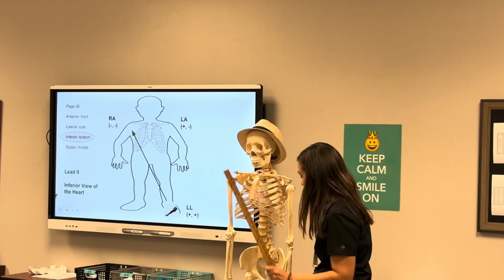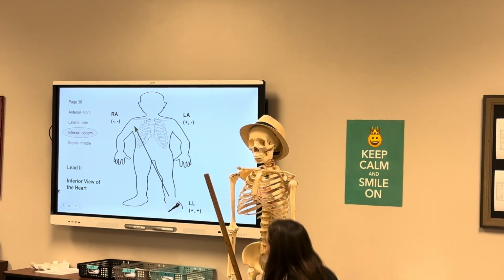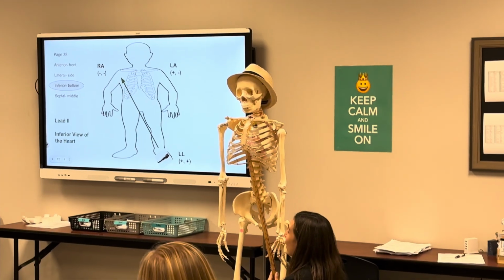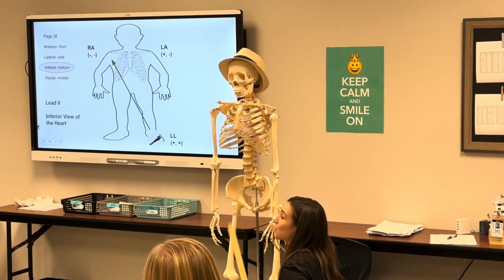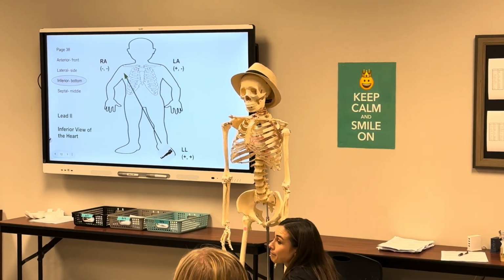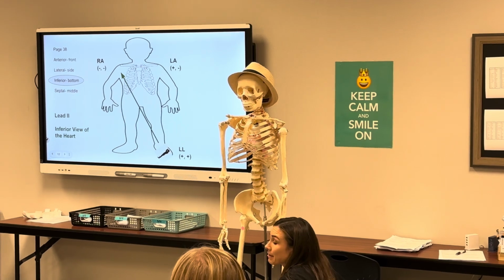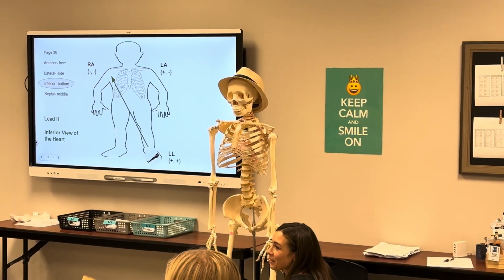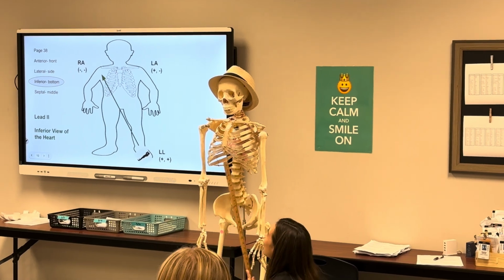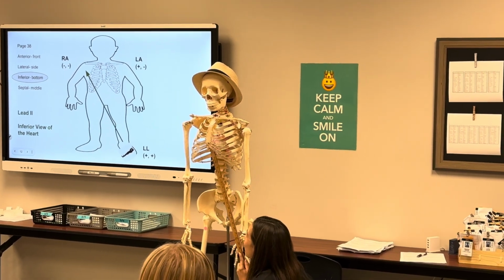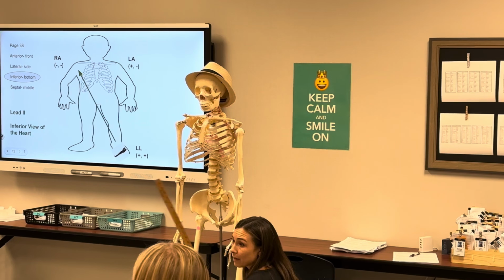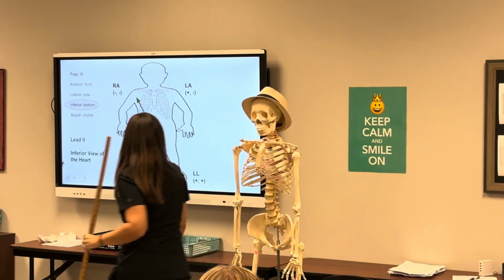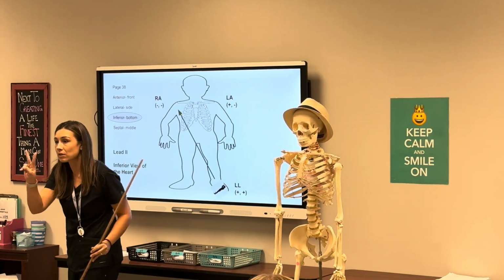But if my view is down here, from left leg up to right arm, what type of view do I have? What am I really looking at? It's going to be inferior. But from what we talked about, you're not totally wrong. Inferior, I'm really looking from the bottom up. All right, so that's lead 2.